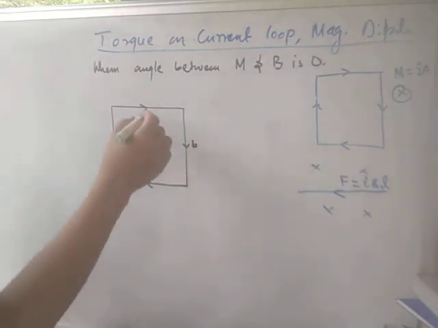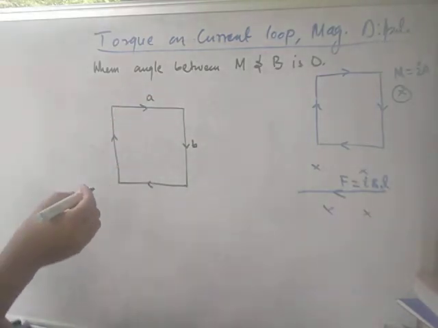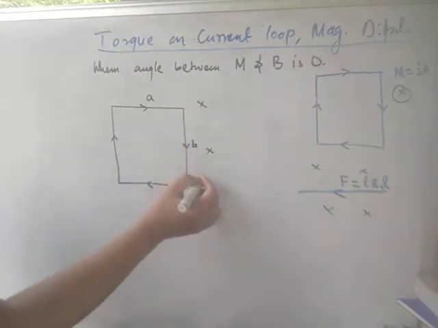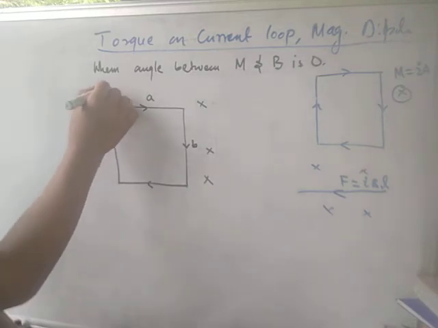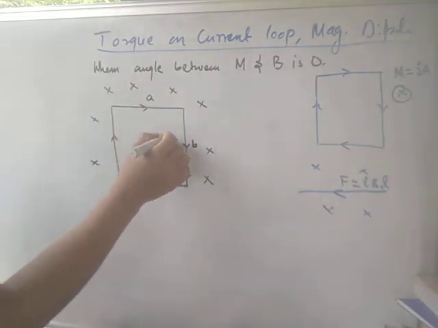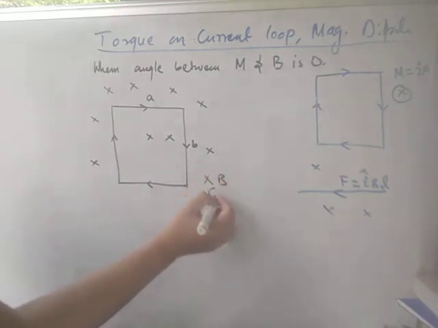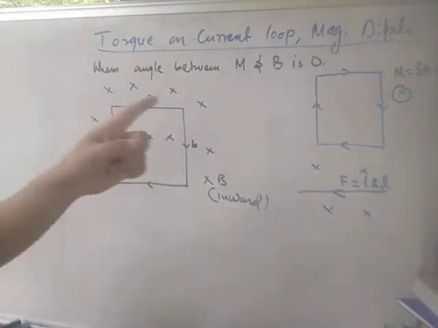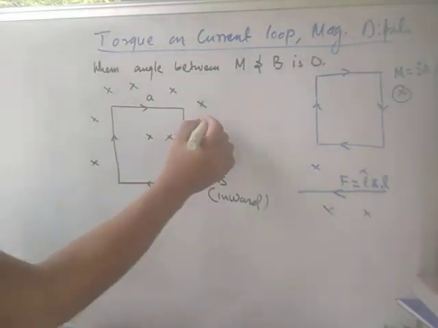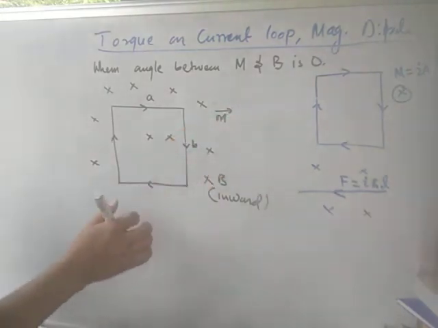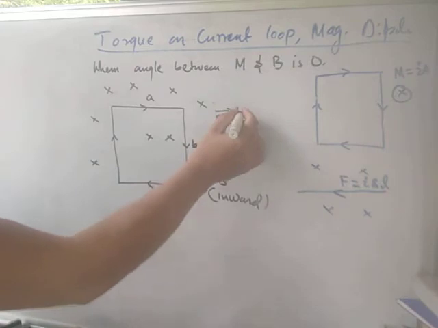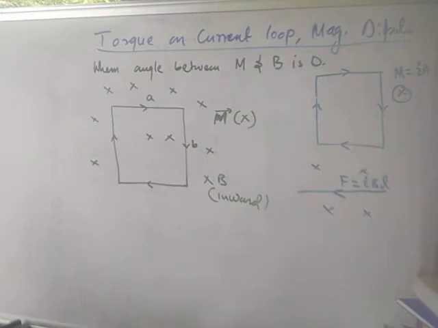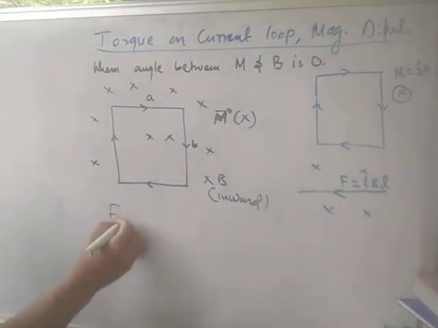If I take this side as B and this side as A, in a uniform magnetic field, these are the magnetic field lines. This is the direction of the magnetic field, inward. And here we have the direction of the magnetic dipole moment. So the direction of M, by the current, is also inward. At this time, the net force F net equals how much?